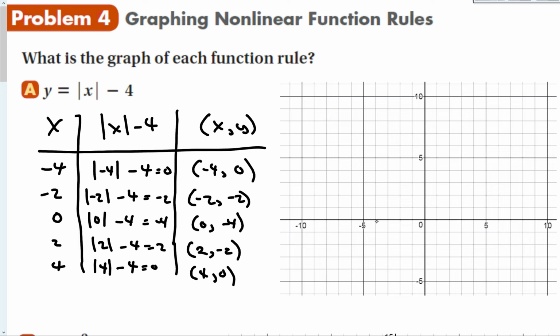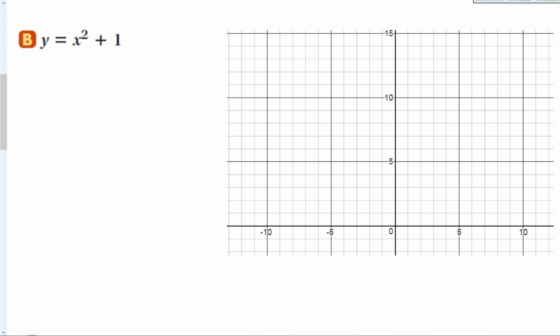So we have -4, 0. -2, -2, 0, -4, 2, -2, and, whoops, that was 3, -2, and 4, comma 0. So if you look at this graph, I'm definitely going to connect the dots, and you see you get kind of like a V, okay? Which is what absolute value functions look like. They look like V's. Let's do that one more time with something with x squared.